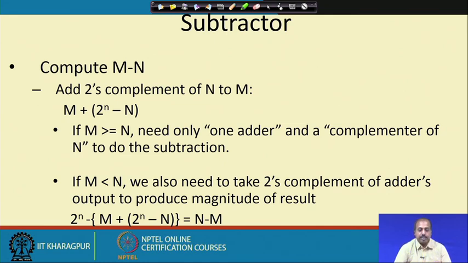However, if m is less than n, then we need to take the 2's complement of the adder's output to produce the magnitude of the result. The addition part is the same as the 2's complement subtraction part, m plus 2 to the power n minus n. That is done in both cases, but for getting the 2's complemented result, we have to do 2 to the power n minus this, and that will give us n minus m.